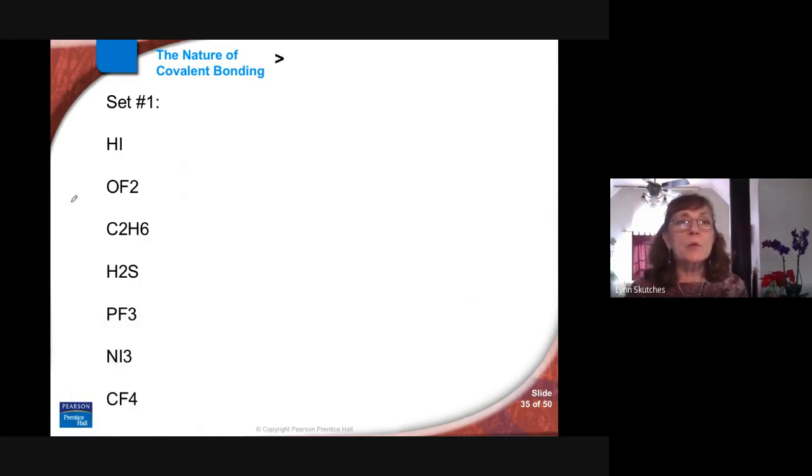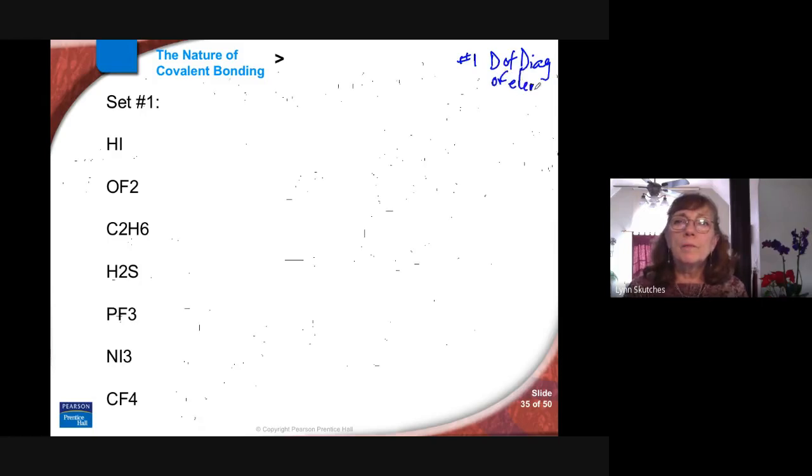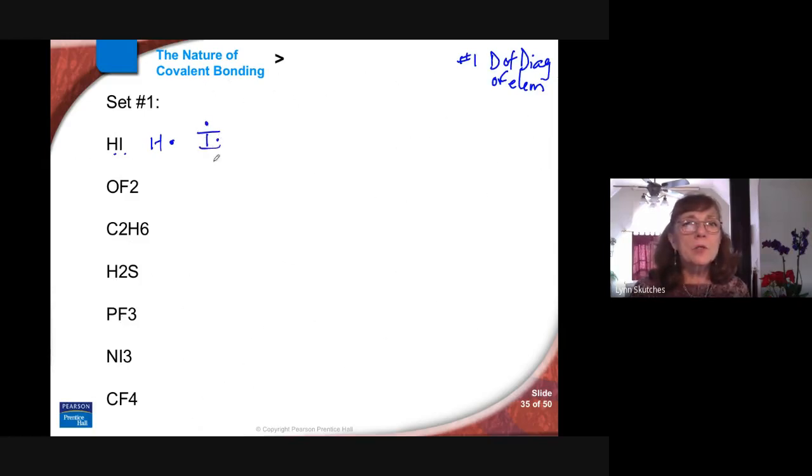diagramming rules. So first thing I want you to do is make a dot diagram for each element. Just one of each. Okay, so this is hydrogen, this is iodine. Hydrogen has 1 dot. It's in the alkali metal family, even though it's not a metal. And iodine has 7 dots, just like all the halogens have. 1 unpaired electron, each of them.